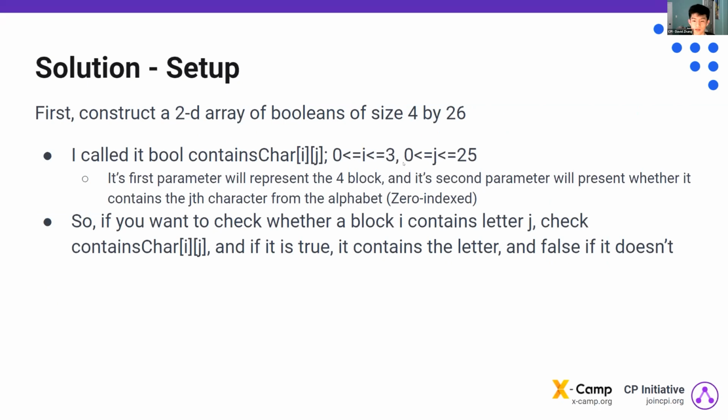And this is 0 indexed, which is why it's 0 to 25 instead of 1 to 26. If you want to check whether block i contains letter j, you just ask, does contains char i, j? If it's true, it contains the letter, and if it's false, it doesn't. Okay, that's the main idea.